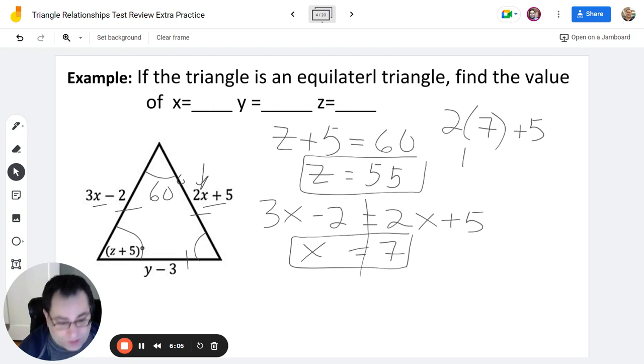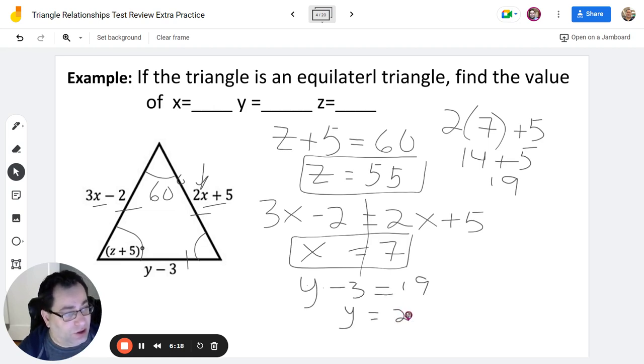And now that we know what the side measure is equal, we know that y plus 3 is equal to 19. We subtract 3 from both sides, and we get y equal 16. So we have now evaluated all three variables. Question number 5.